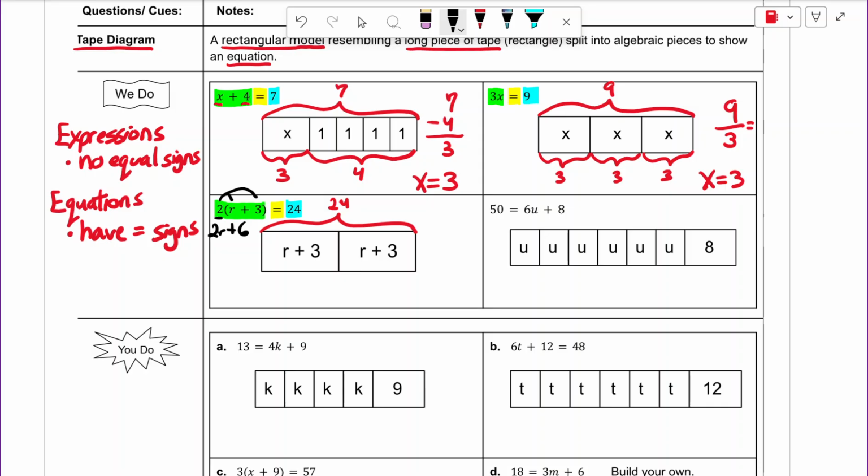But that's not what we're going to do. What we're going to do is we're going to take these boxes and we're going to split them up. Okay? So this is a plus r plus 3. That's a positive 3. So I'm going to put a line right here. And I put a line right here.